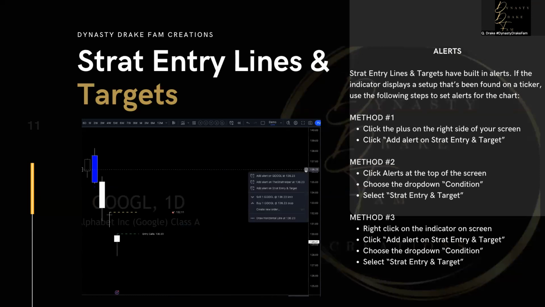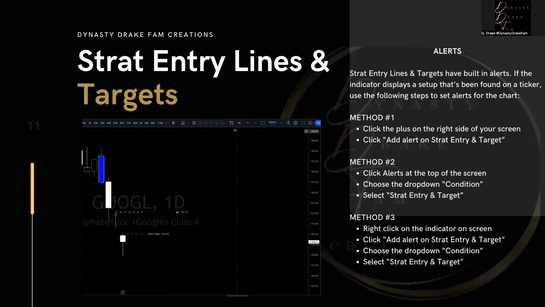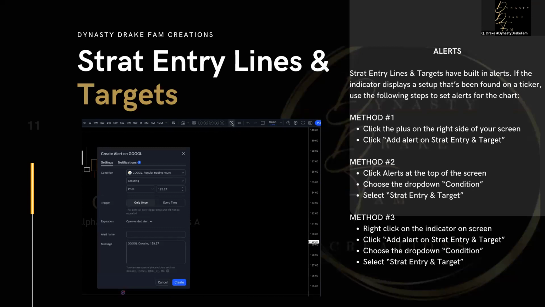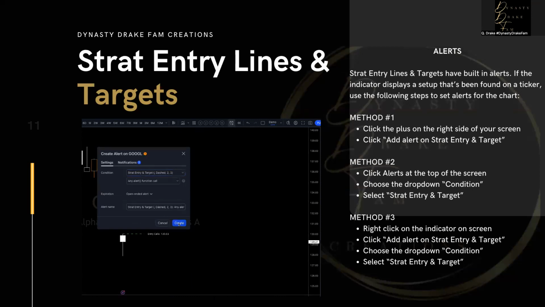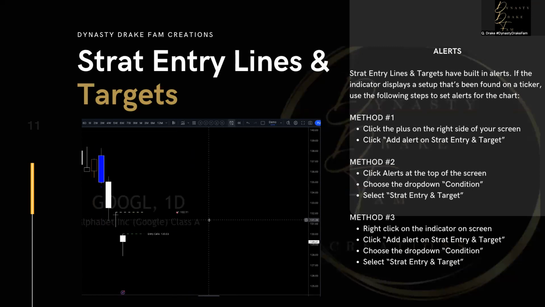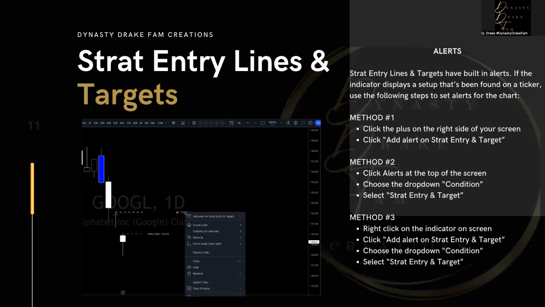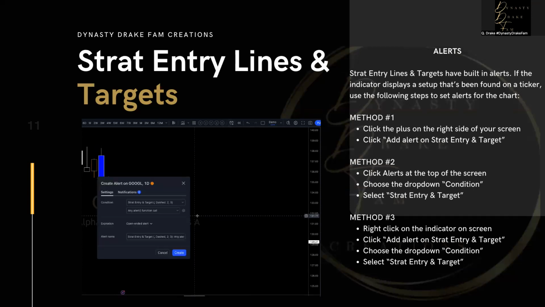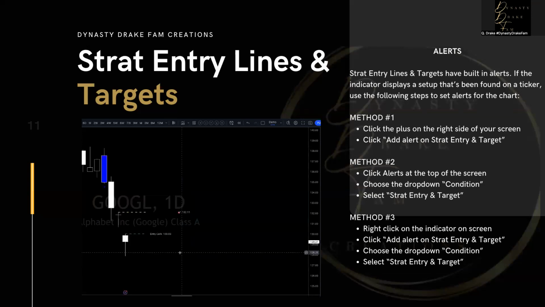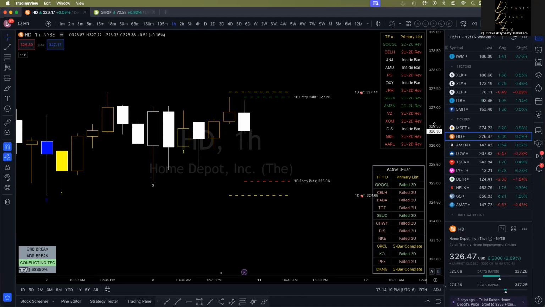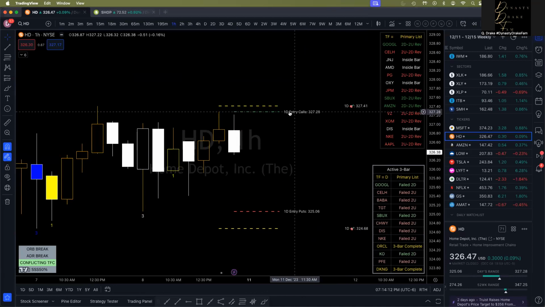So you can either click the plus button on the right side and set your alerts that way. You can go up to the top, click on the create alerts button, hit your drop down, go down to strat entry and targets, and then hit create. It'll create the alerts. Or you can right click on the indicator itself, add alerts for that, click create, and you're done.